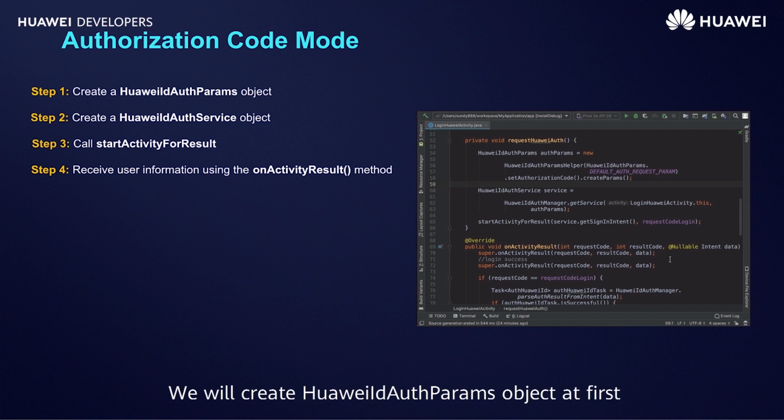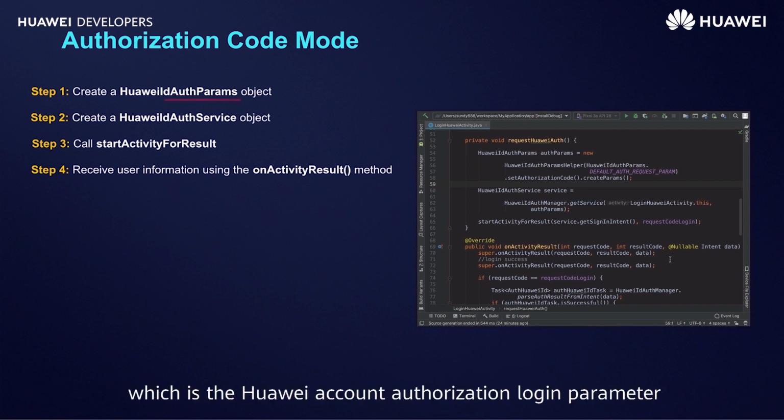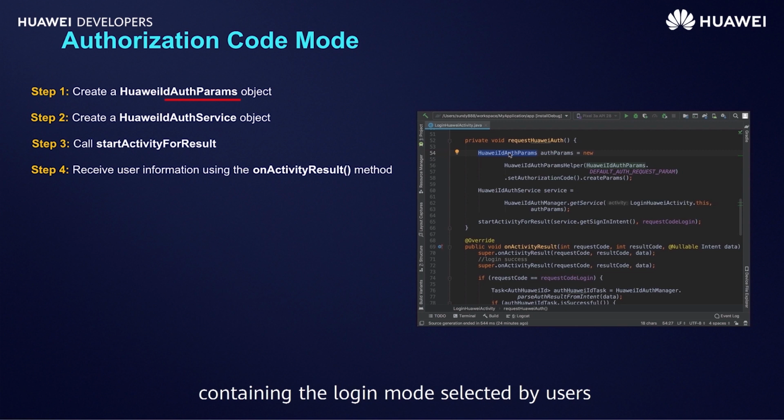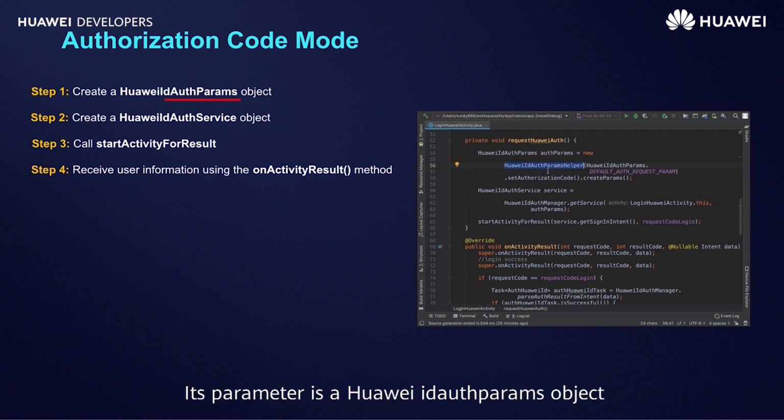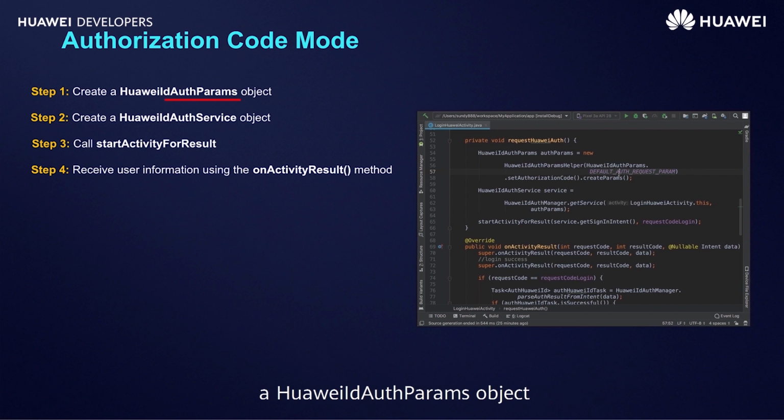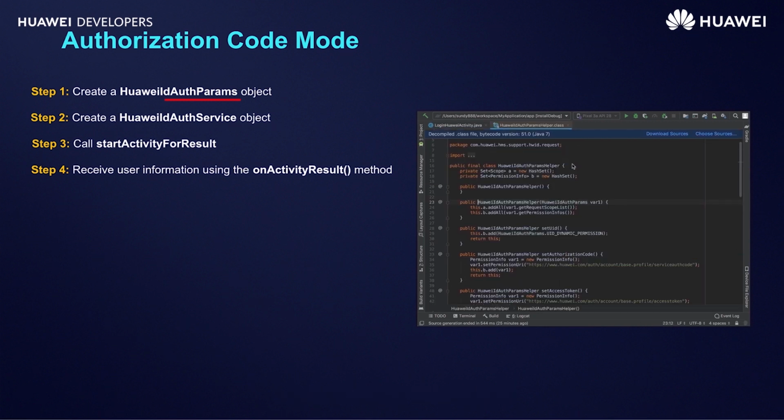We will create the Huawei ID auth params object first, which holds the Huawei account authorization login parameters, containing the login mode selected by users and the authorized domain information, namely scope, which is the extent of permissions granted by users to third-party apps. The object is created by the Huawei ID auth params helper object. Let's take a look at it. Its parameter is a Huawei ID params object. From the name, we can find that it builds a Huawei ID auth params object made by default parameter. Let's go inside the method.